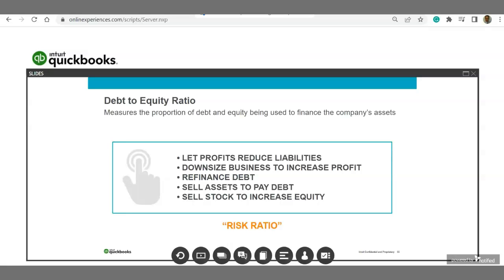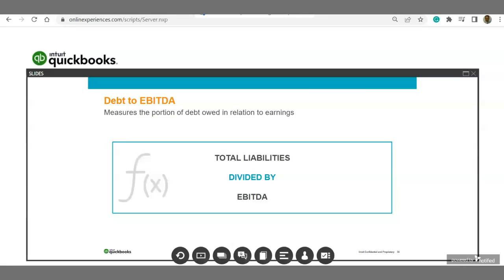The debt to equity ratio is also known as the risk ratio. You'll hear that name used. Okay, so now we're on a new one. The debt to EBITDA. This is another solvency ratio, and it is calculated by dividing total liabilities by earnings, and not just any earnings on the P&L, but EBITDA.